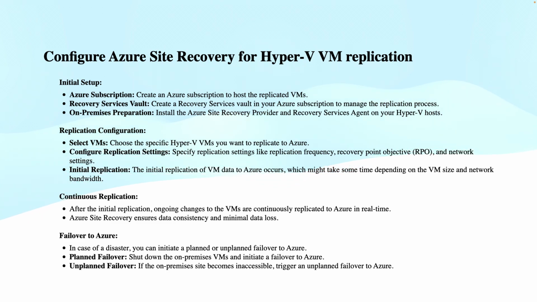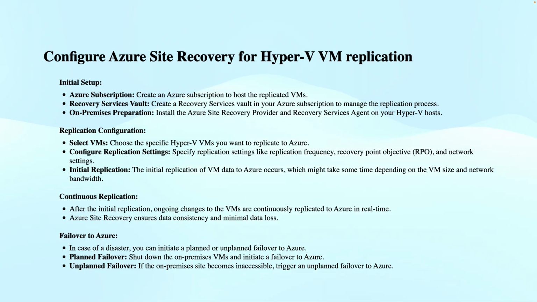the mapping of network. Initial replication: we start the initial replication, which can be done over the network online, that is during the office hours, or you can plan it at a scheduled time as well. Then continuous replication: after the initial replication is done, the changes done in the virtual machines continuously replicate to the Azure in real time. Azure Site Recovery ensures the data consistency and the minimal data loss.